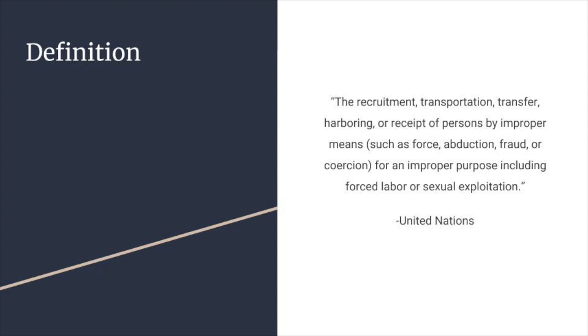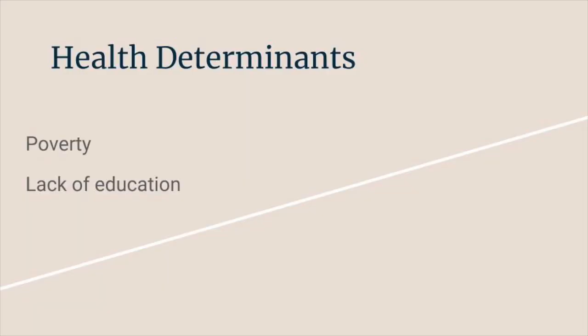According to the United Nations, human sex trafficking is the recruitment, transportation, transfer, harboring, or receipt of persons by improper means, such as forced abduction, fraud, or coercion, for an improper purpose including forced labor or sexual exploitation. In the next section, we will be talking about the health determinants.